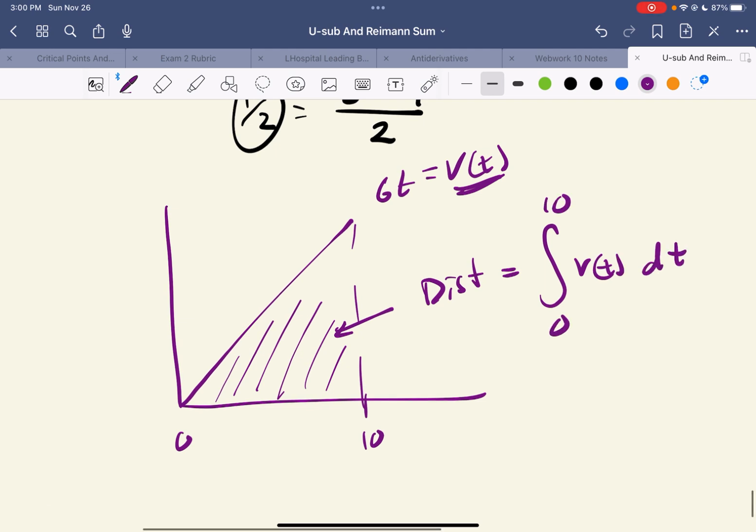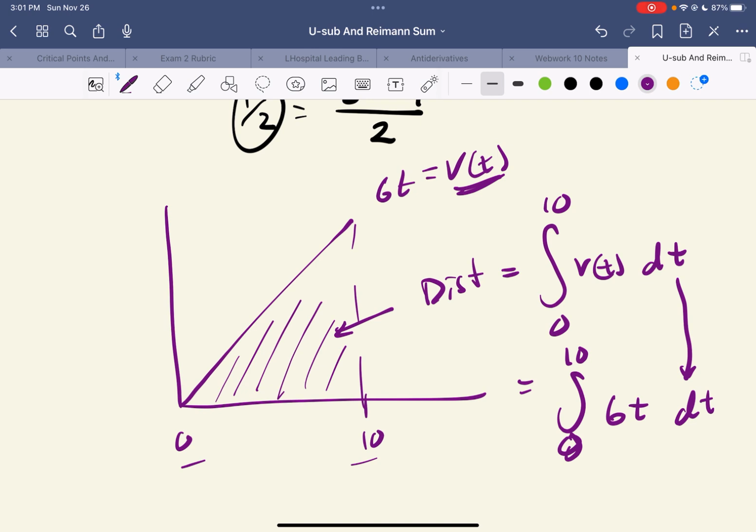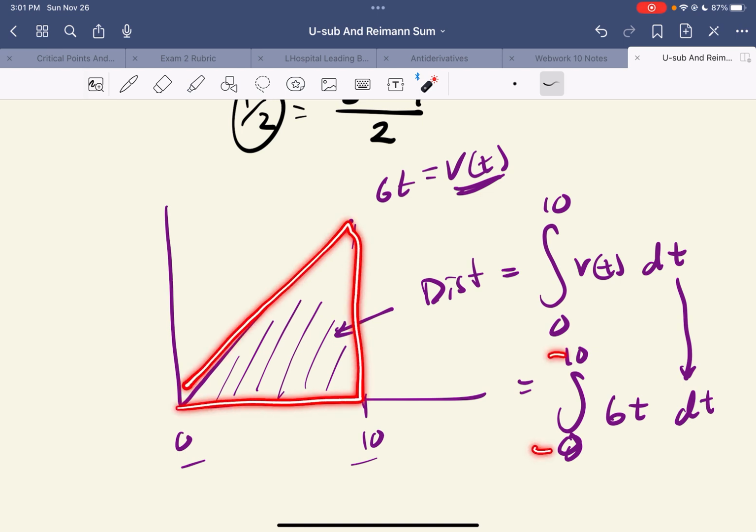And these symbols, let me write this out a little bit more. So we have 0 to 10. This tells me my time bounds. This little dt is telling me that it's with respect to time. My function is 6t. What this collection of symbols means is the area underneath this function, underneath 6t, between 0 and 10. That area.